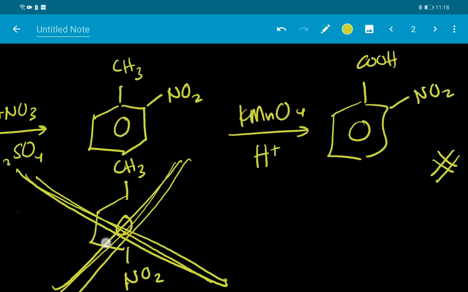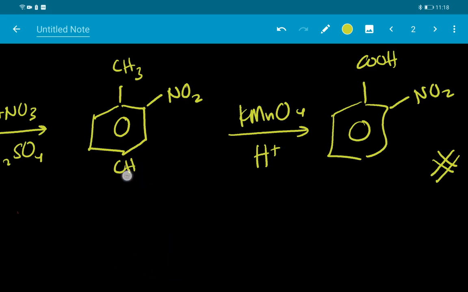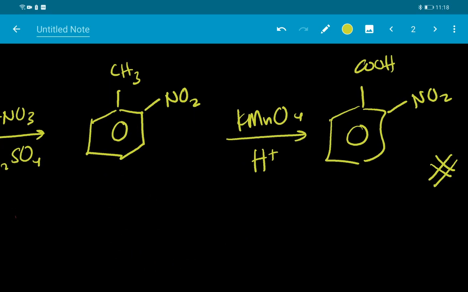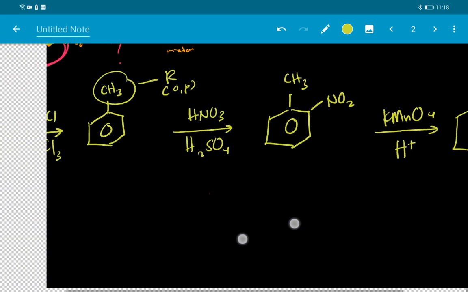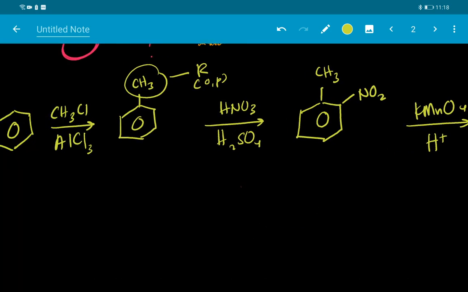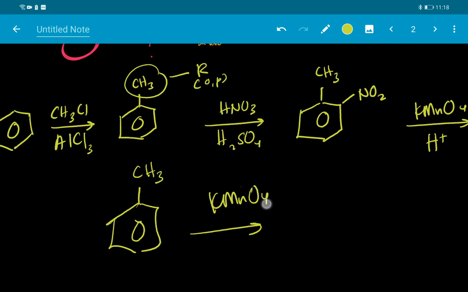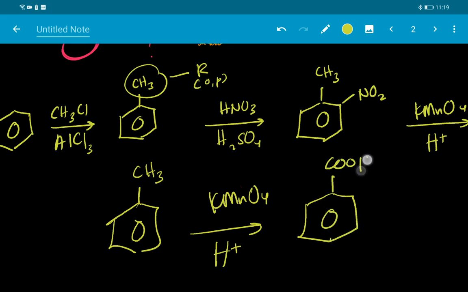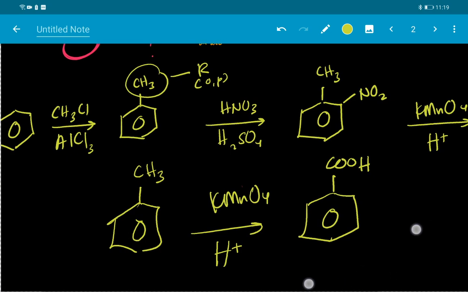Maybe some of you will ask, what happens if instead of adding the nitro first, we perform the oxidation? So basically, it will look like this. Let's say, starting from here, we start correctly by performing the alkylation. What happens if we perform the oxidation first? If we perform the oxidation first, the CH3 will be converted into carboxylic acid first. So we are going to have benzoic acid.